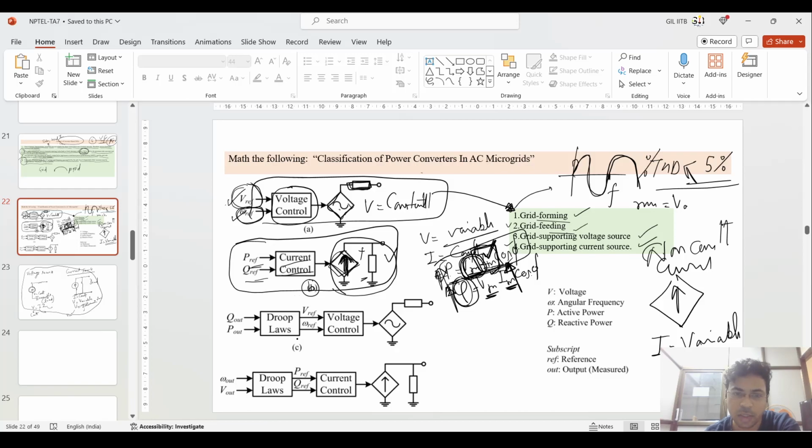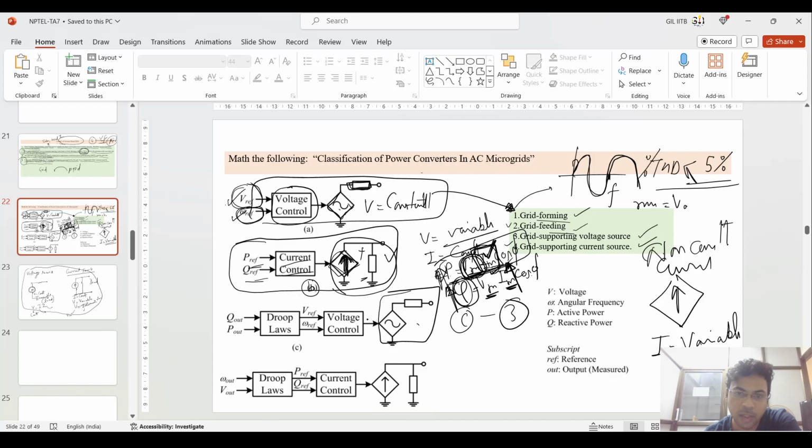Okay. Coming to this third part. The third part is such that this is a grid supporting voltage source. Why? Because if you see this, I am maintaining the voltage constant, because it is a grid. I am utilizing it for voltage support, grid support, and I am utilizing it for supporting the grid voltage.